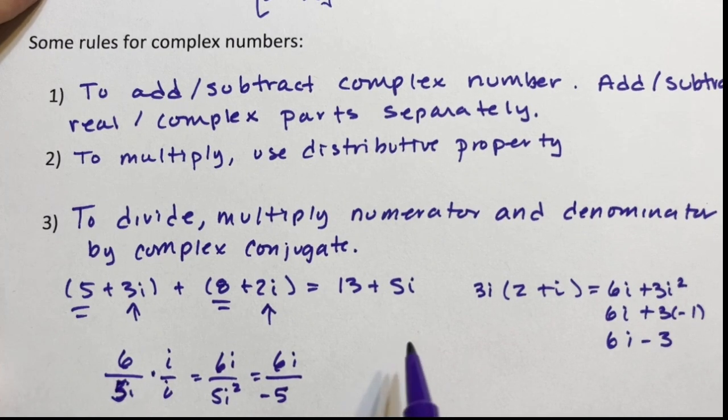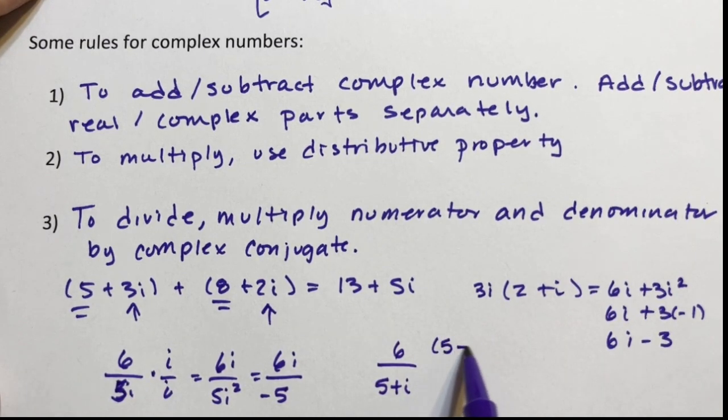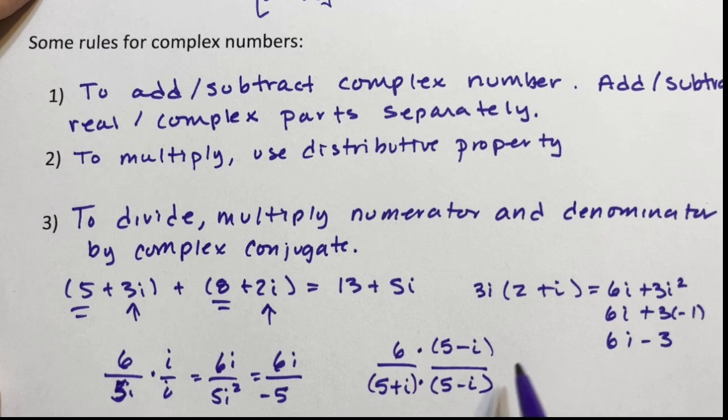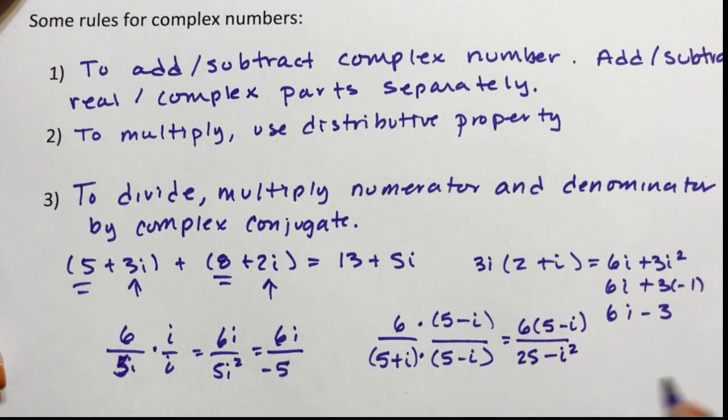That's not nearly as interesting as if I have 6 over 5 plus i. The complex conjugate here would be 5 minus i. Now, as to how this reduces, I have videos on this, trust me. But this is really just a difference of 2 squares. It's going to end up being 25 minus i squared. So I end up with 6 over 5 minus i, this is -1, over 26.